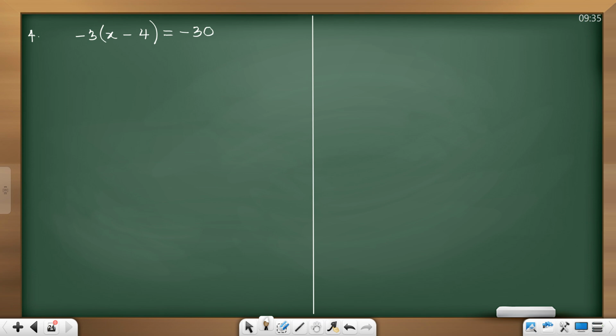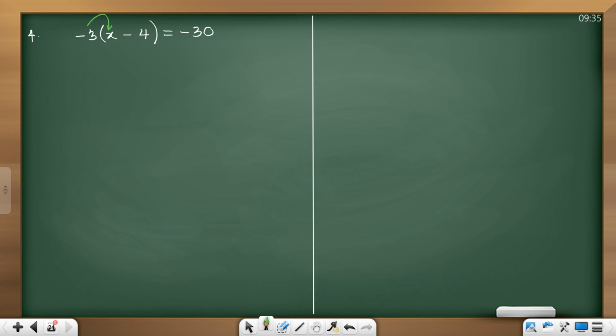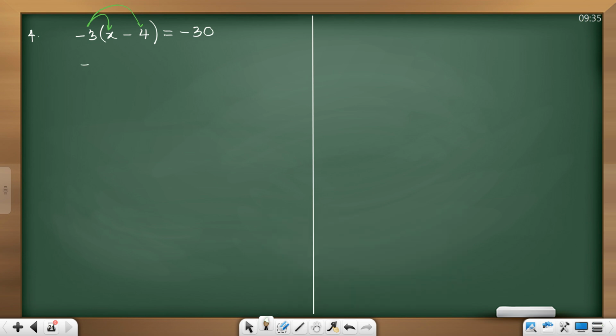Let's see what's going to happen here. Same story, the principle not changing. Right. But don't forget it's a negative. Negative times positive would give us a negative. 3 times x would give us 3x. Now, a negative times a negative would give us a positive. 3 times 4 would give us 12. And we have a negative 30.